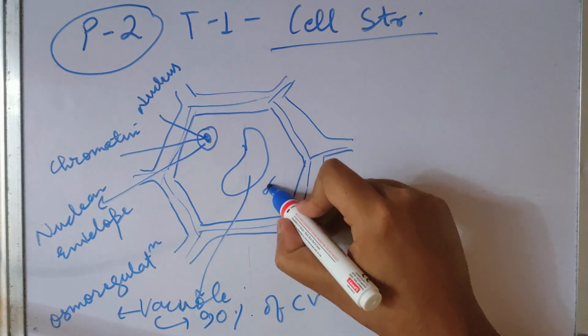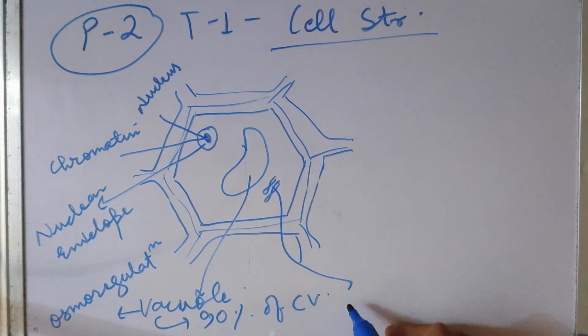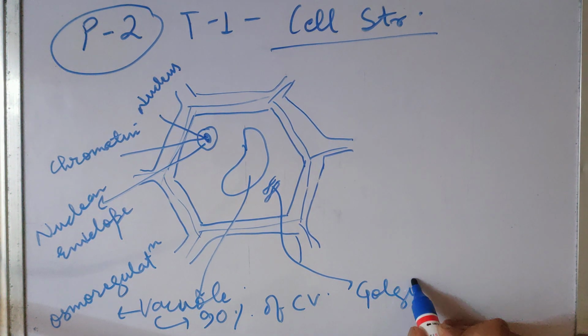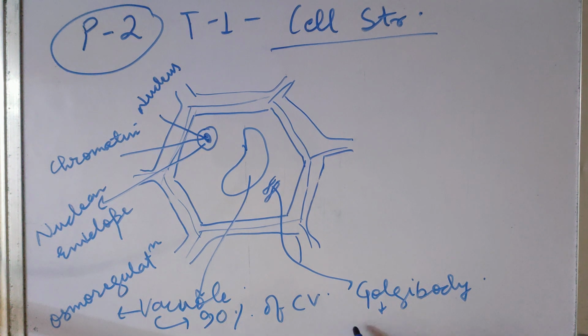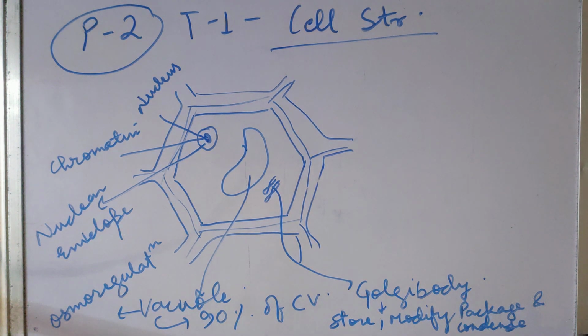You will also see some Golgi bodies. So this is the Golgi body. What does the Golgi body do? It stores, modifies, packages and condenses proteins. Store, modify, package and condense protein. It is condense, hope it is visible. So this is the function of the Golgi body.